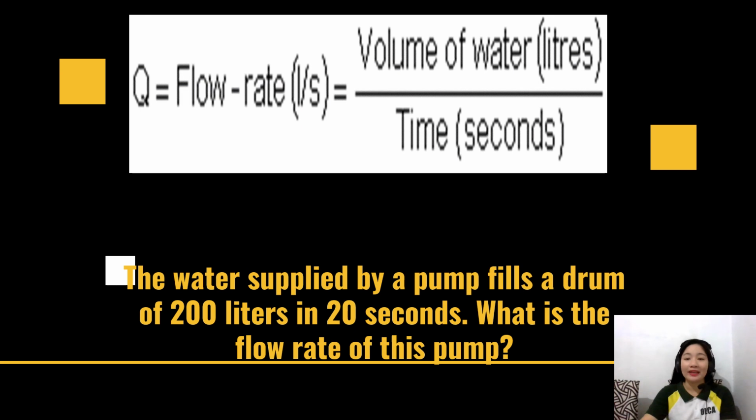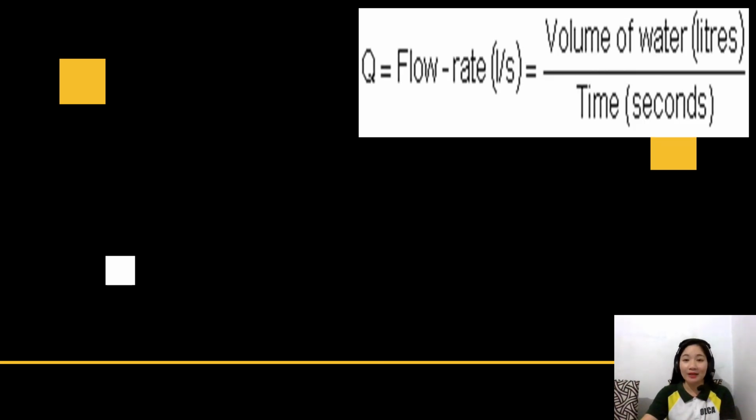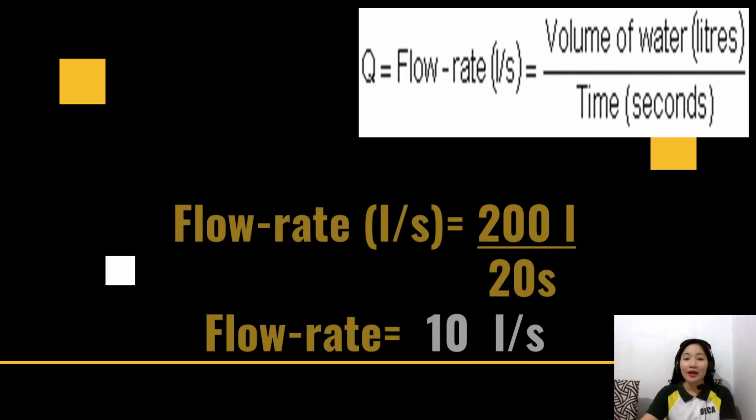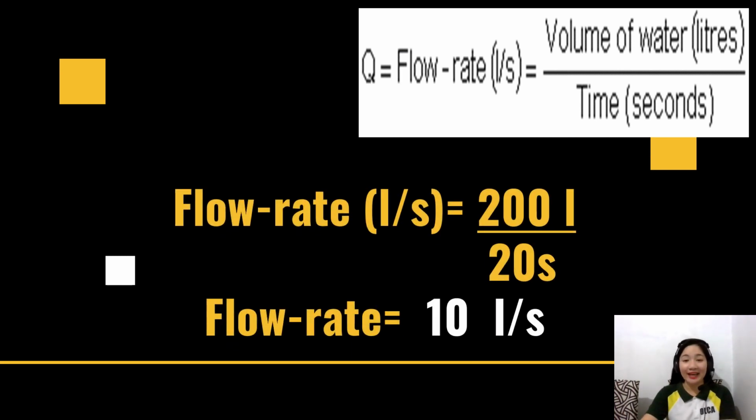Here's the problem, class. The water supplied by a pump fills a drum of 200 liters in 20 seconds. What is the flow rate of the pump? Using the formula, flow rate equals volume of water in liters over time in seconds, in liters per second: 200 liters over 20 seconds. It will give you the flow rate, which is 10 liters per second.